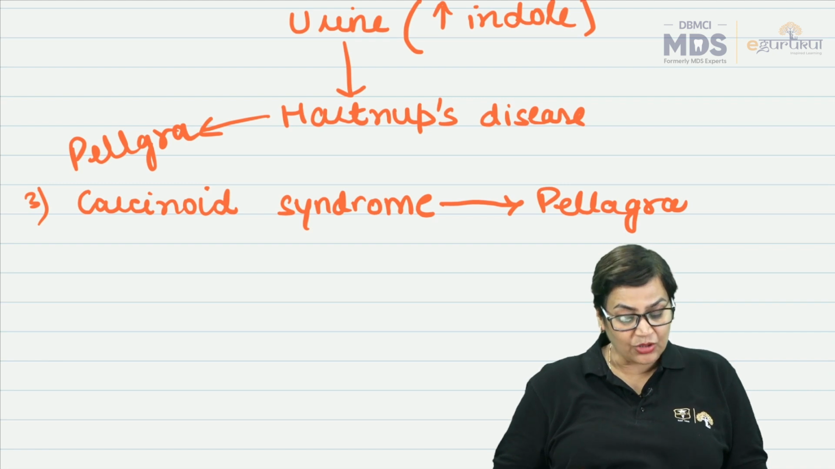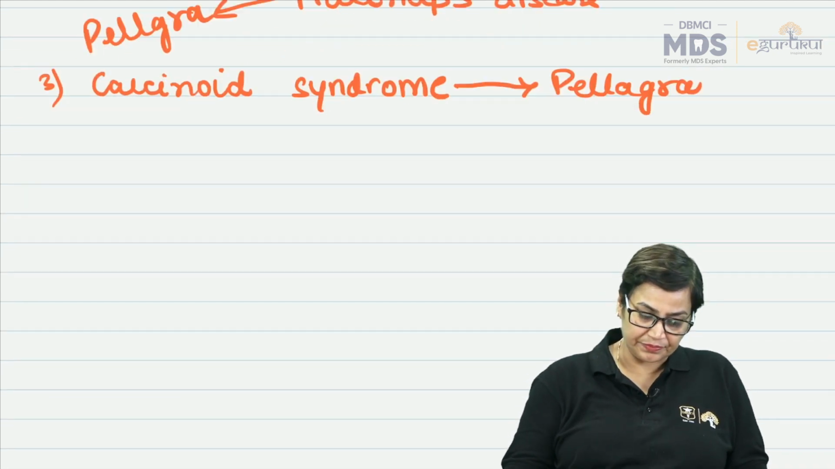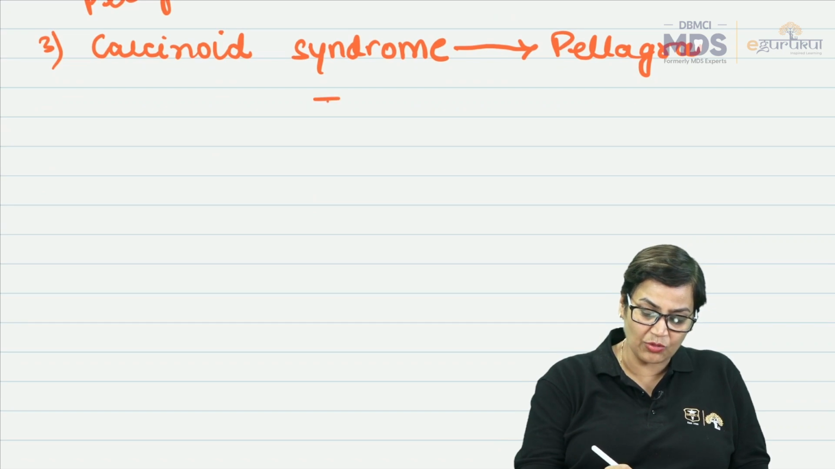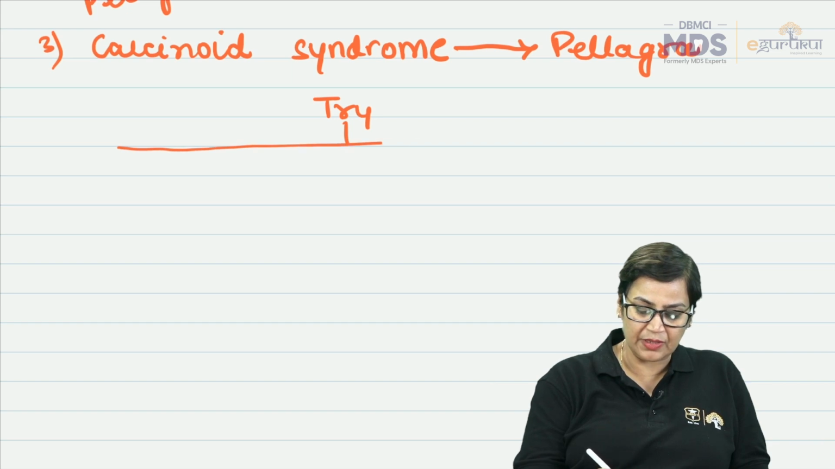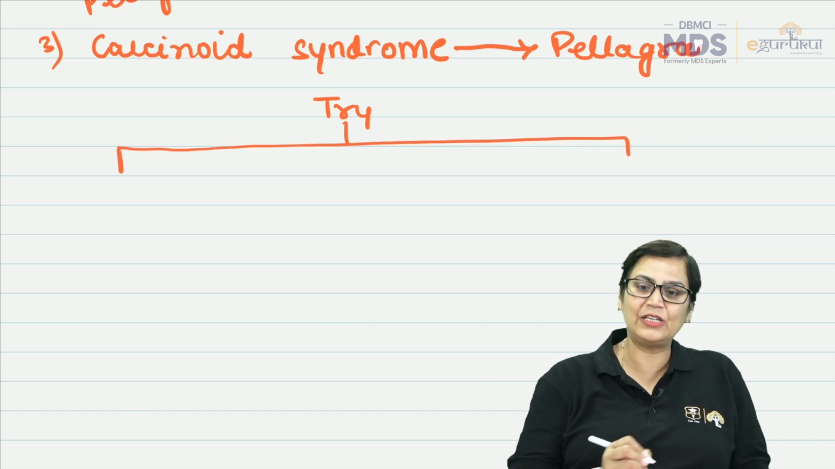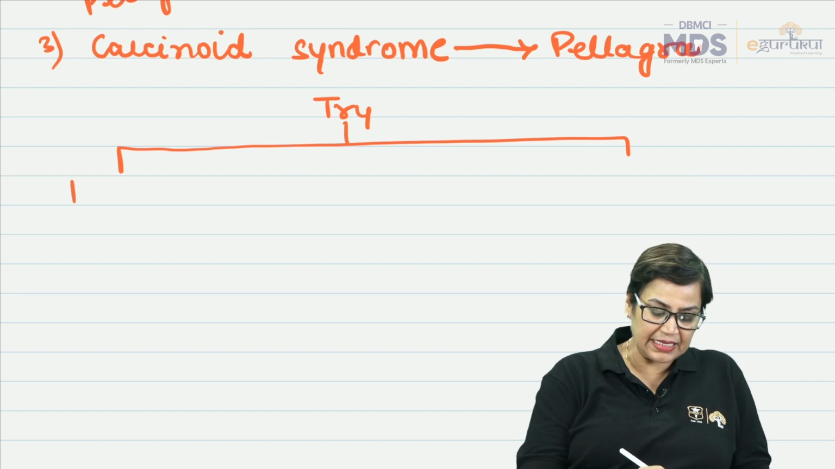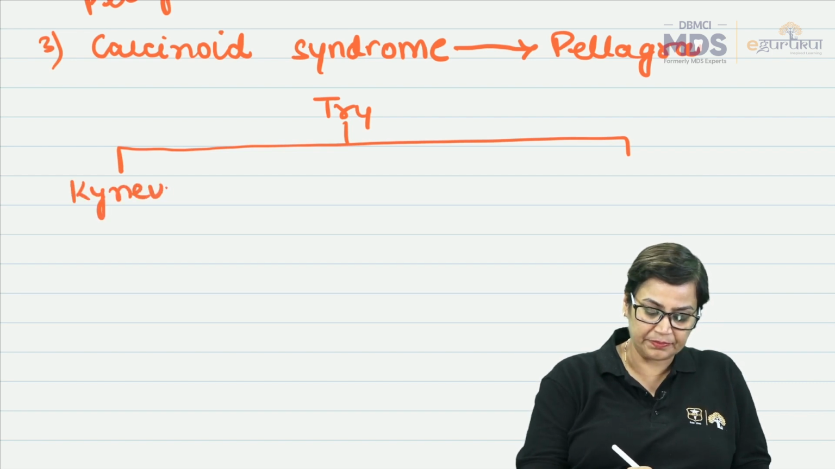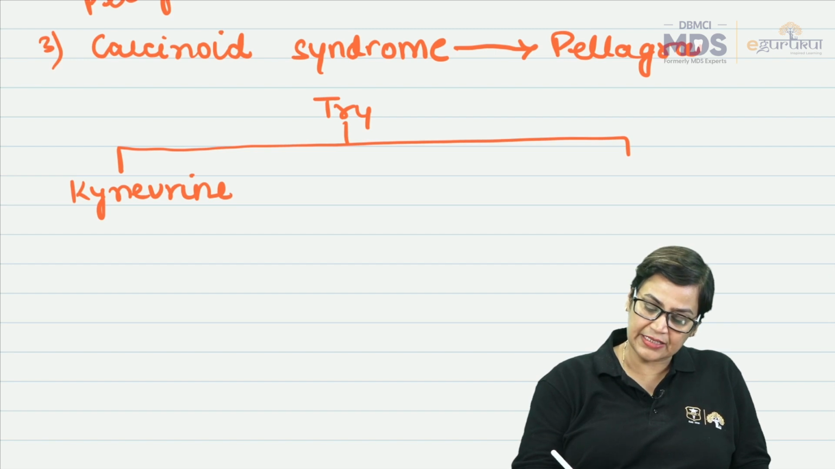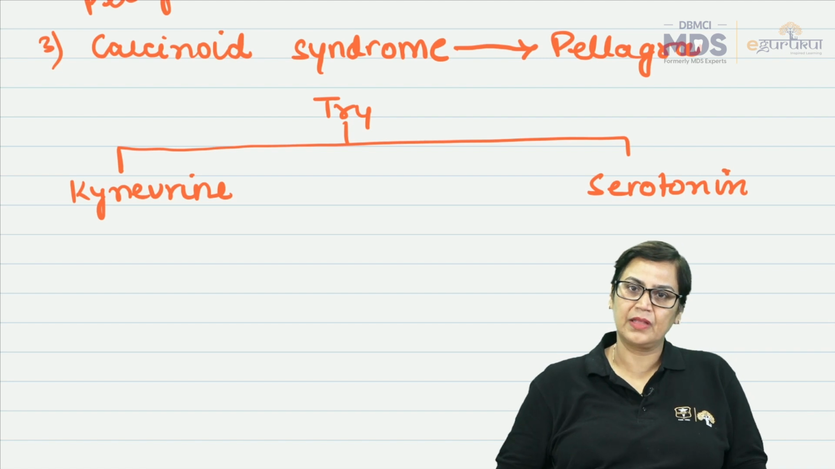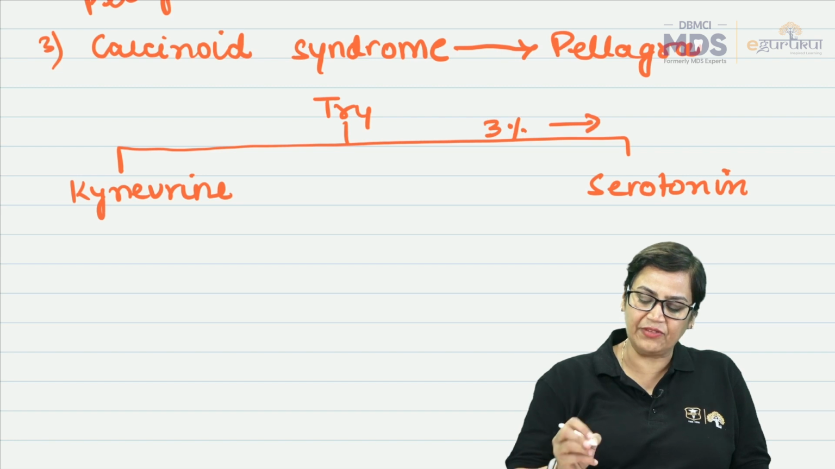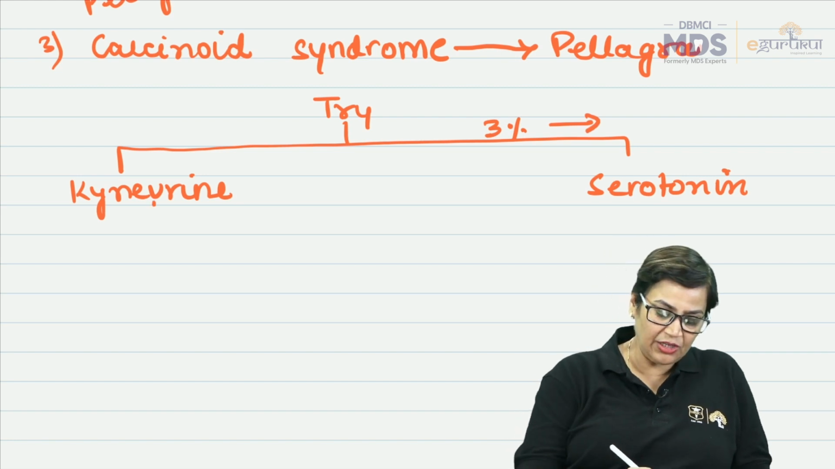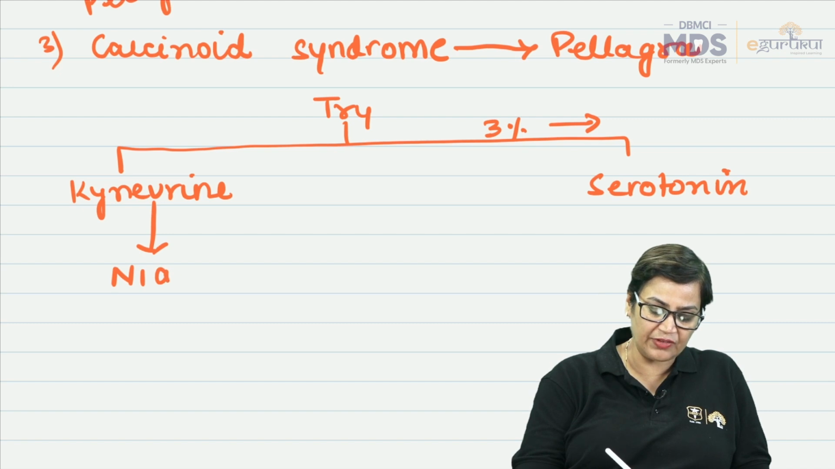Now, how is carcinoid syndrome related to pellagra? If we talk about the metabolism of tryptophan, we know that tryptophan metabolism has two pathways. One is the kynurenine pathway and the other is the serotonin pathway. Maximum up to 3% of tryptophan is diverted to form serotonin, and the kynurenine pathway is required for the synthesis of niacin.